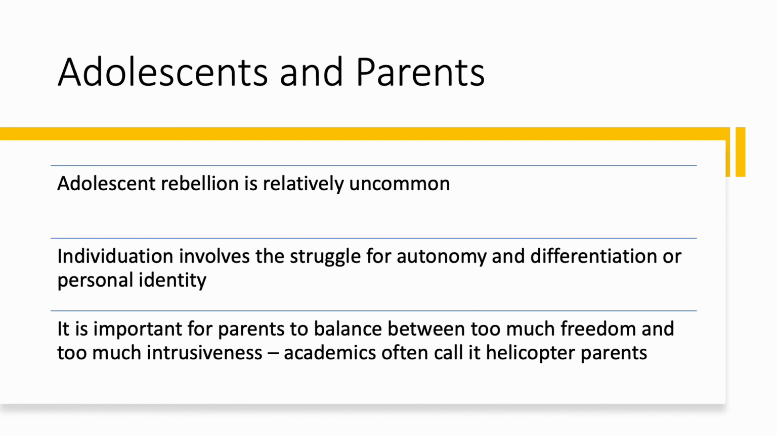Now let's talk about adolescents and parents. Adolescent rebellion is actually relatively uncommon despite what you would see on TV and what you might hear. Individuation involves the struggle for autonomy and differentiation or personal identity. So it's important for parents to balance between too much freedom and too much intrusiveness.